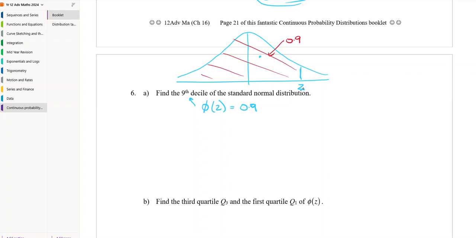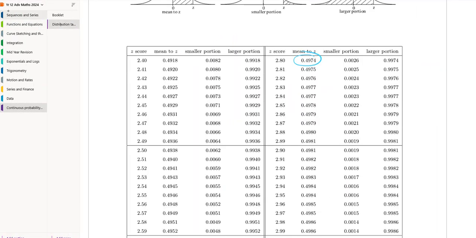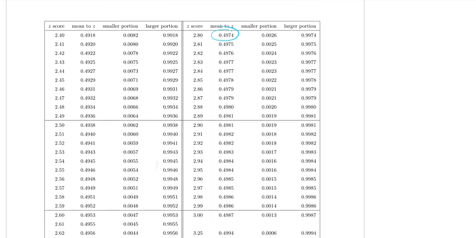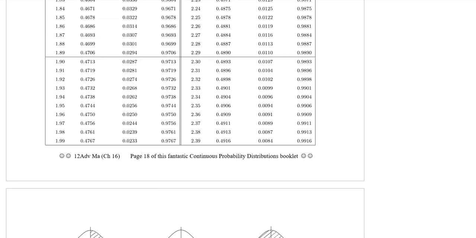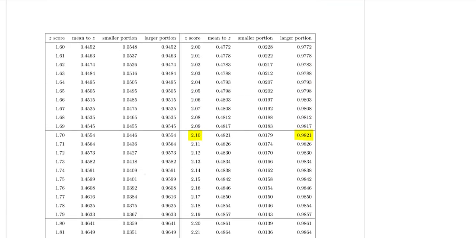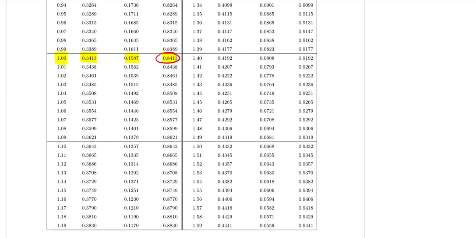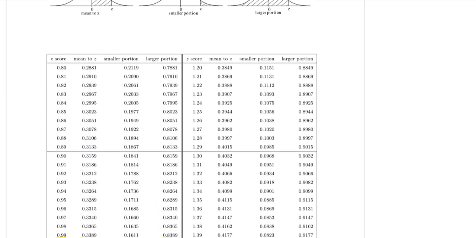What did you look up? So that is the bigger portion. What I need to do when I go to my chart is look in the larger portions section and find the 0.9. Now the problem is that I've got 4 decimal places here. And where's my 0.9? Oh, gone too far. 0.9, where are you? There.